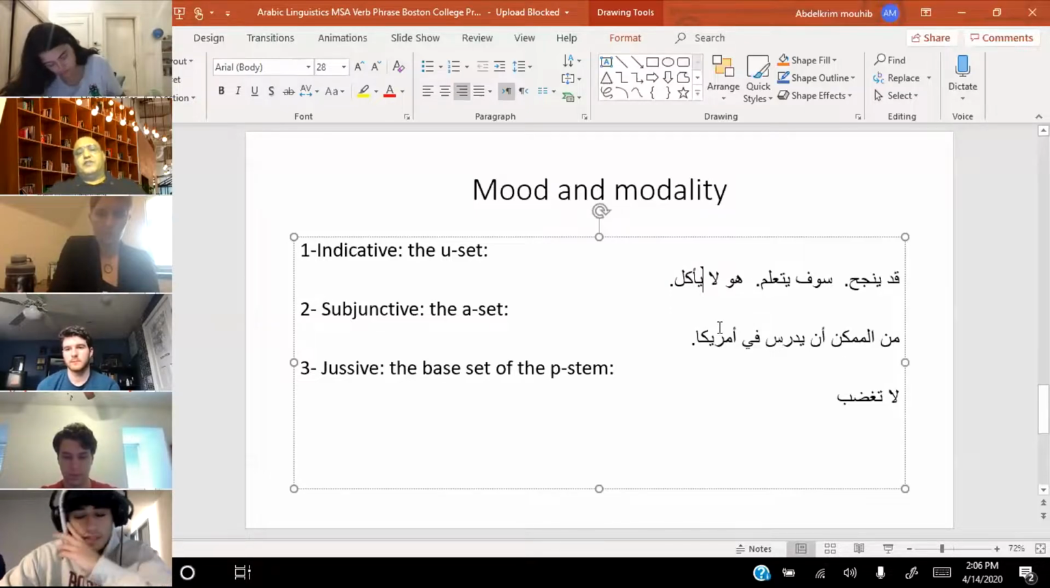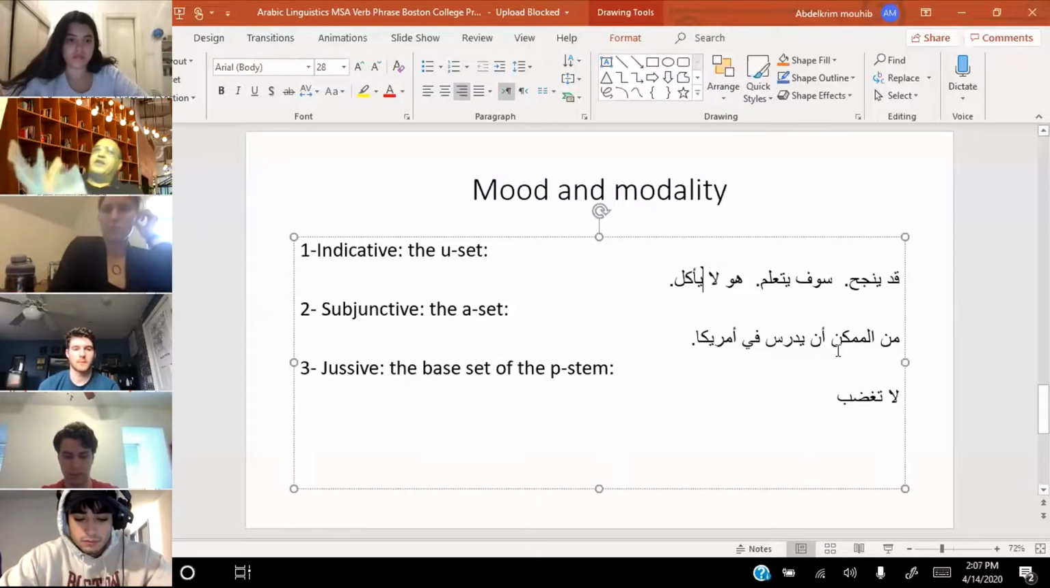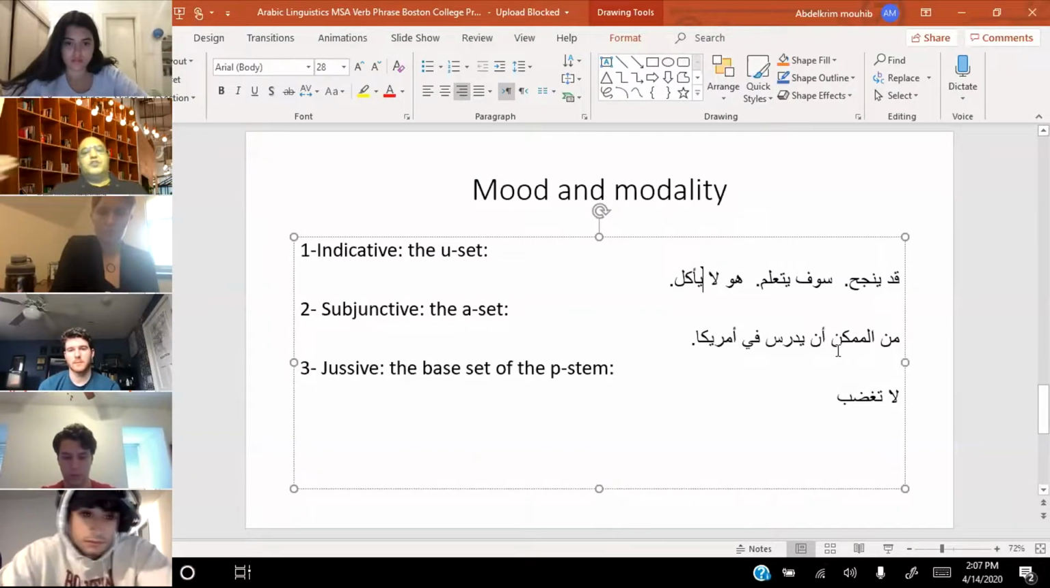For the subjunctive, من الممكن, and it's the a-set, أن يدرس, right? أن يدرس في أمريكا. And of course, we know that أن does something to the ending of the verb, if you guys remember. أنا أريد أن أحب. Okay, أنا أحب أن آكل. أنت تحب أن تأكل. أنت تحبين أن تأكلي. You drop the noon. So this is what we're talking about.